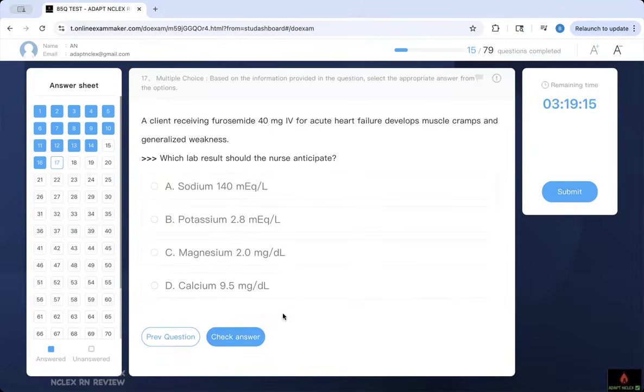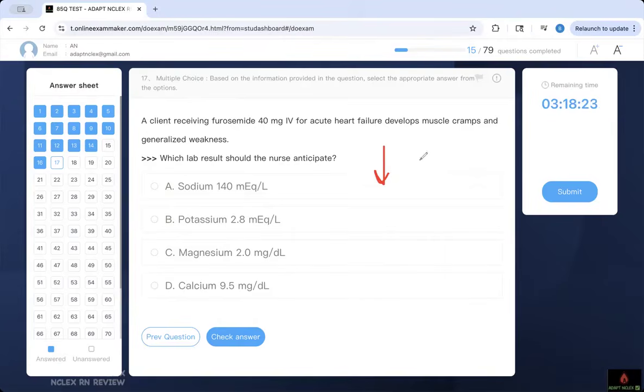A client receiving furosemide, once again, physiological adaptation, 40 milligram IV for acute heart failure, develops muscle cramps and generalized weakness. Think about it. The key word in the question, the buzzword is what? Furosemide. Which lab results should the nurse anticipate? You know furosemide. What does it do? Think about it.